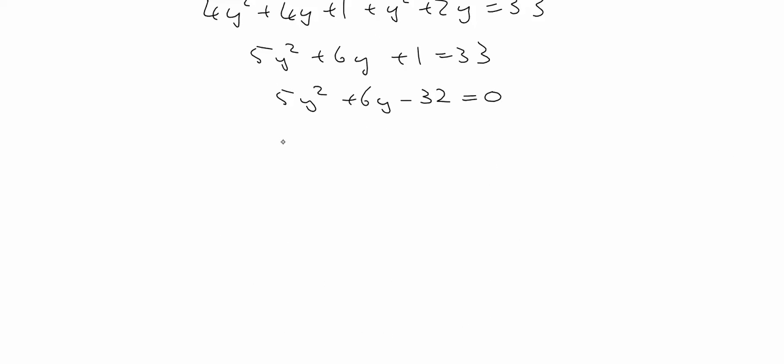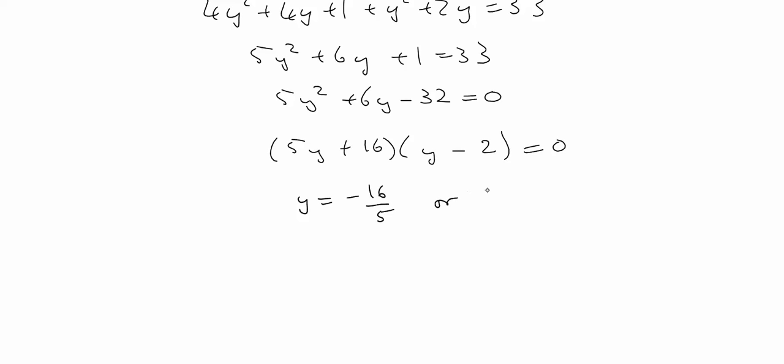Now this equation factorizes 5y and y, multiply to give 5y squared, and 32 factorizes to 16 and 2, and if we have plus here and minus here, we'll get minus 10y and plus 16y to give us the plus 6y. So y is minus 16 over 5, or y equals 2.